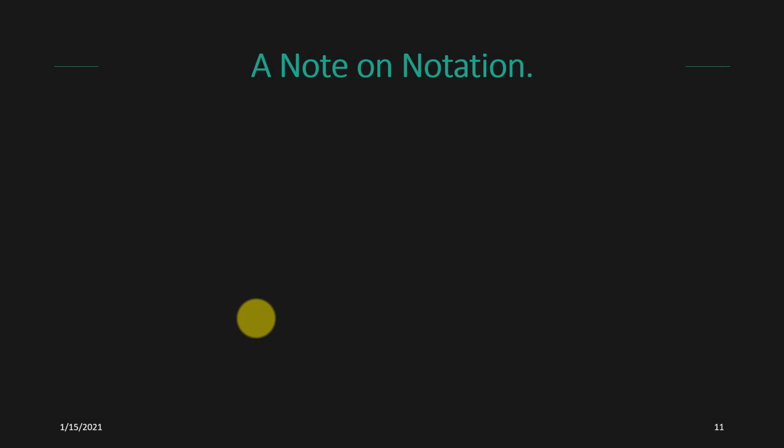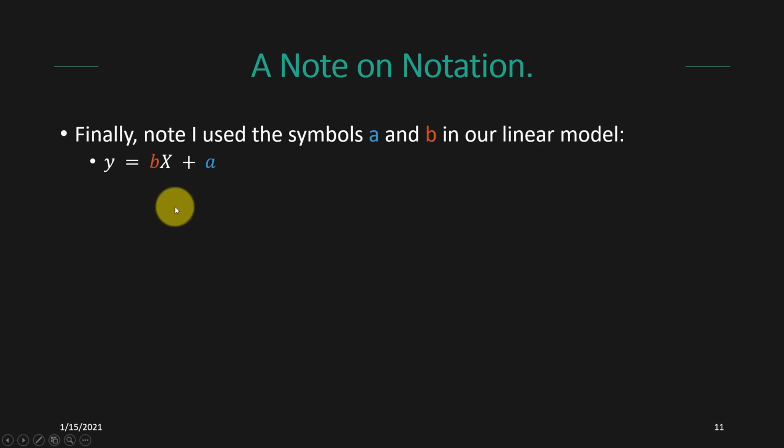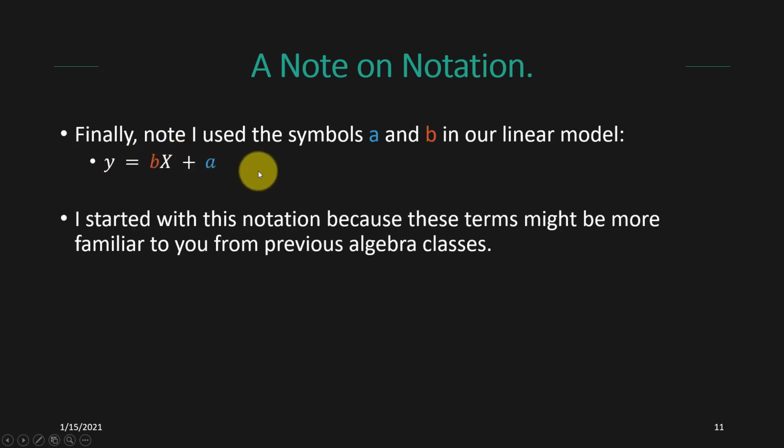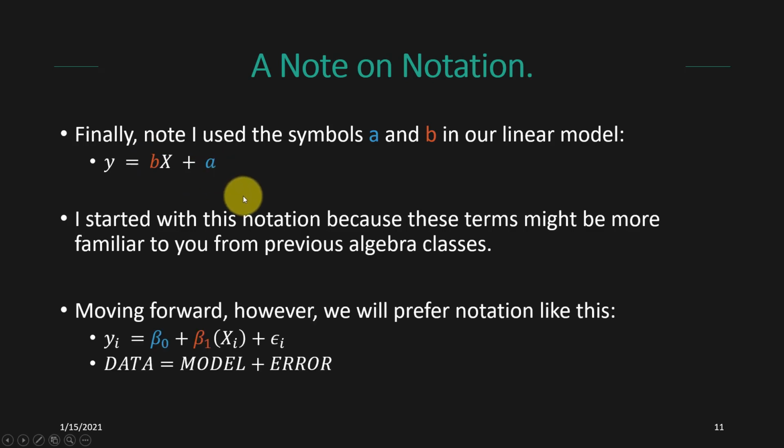Okay, so one final thing is I want to talk a little bit about the notation that we use in these equations. I use the symbols A and B in the linear models I presented here. So we said y is equal to b as the slope times x plus a as the intercept. I started with this notation because these terms might be more familiar to you from previous algebra classes. Sometimes people also write it as y equals mx plus b, where m is the slope and b is the intercept.